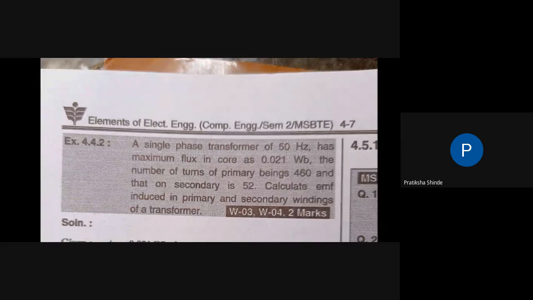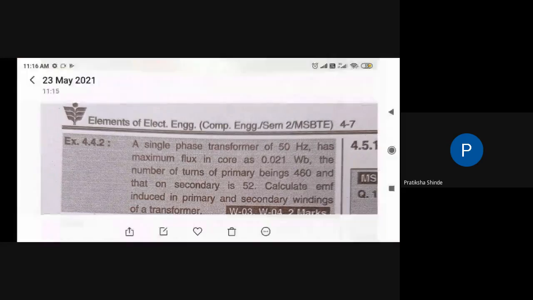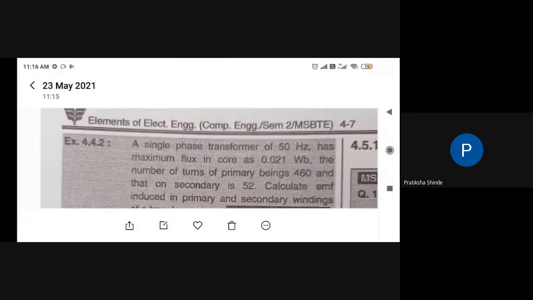The flux in the core is 0.021 Weber. What is the maximum flux in the core? Maximum flux means phi m. The frequency of the transformer is 50 hertz, that is F is equals to 50 hertz.